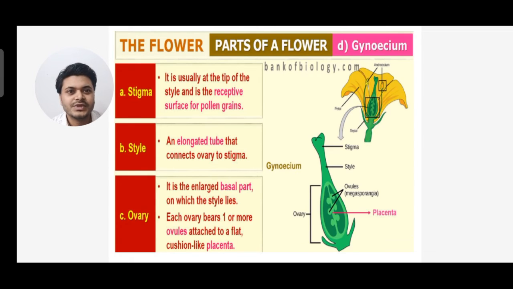So what is style? It is an elongated tube that connects the ovary to the stigma. Now what is the ovary? It is the enlarged basal part on which the style lies. Each ovary bears one or more ovules attached to a flat cushion-like placenta.